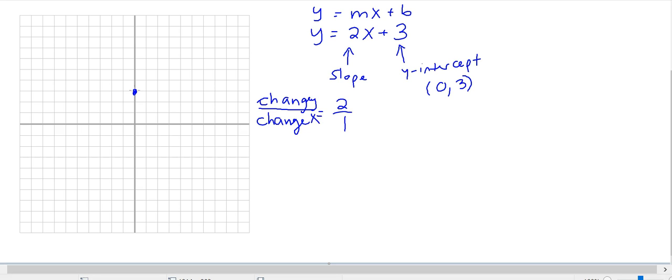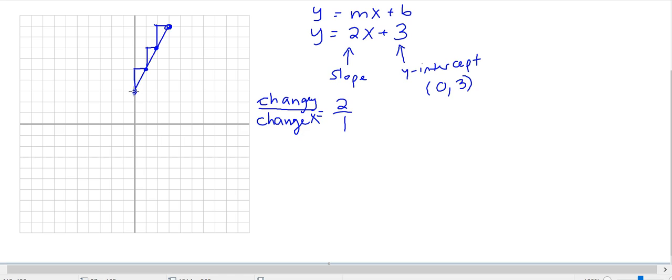So for every 2 units that we move up, we move 1 unit to the right. Let's do that. We're moving up 2 units and 1 unit to the right, that's another point. Up 2 units, 1 unit to the right, that's another point. Up 2 units, 1 unit to the right, that's another point. Now we can connect these points to make a line.